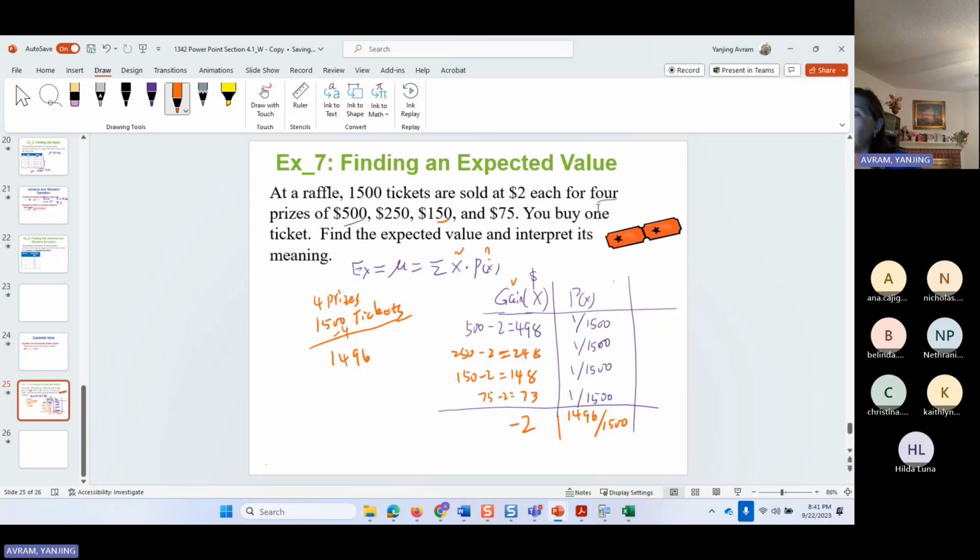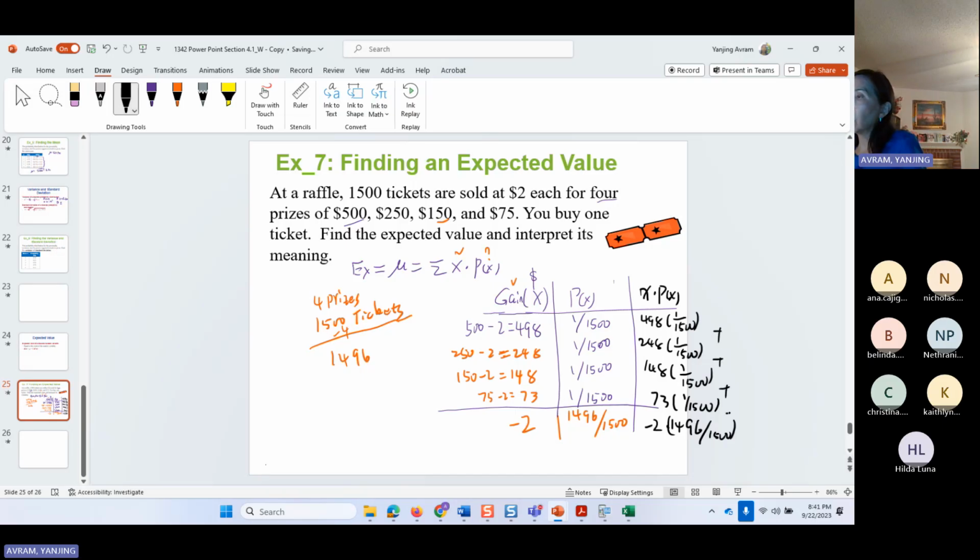So that is the application for the expected value. Now we have this whole thing, we're going to multiply and add them together. So this will be x times P of x. You have 498 times 1 out of the 1500, the same thing as this one, 248 times this one, and then 148 times 1 out of the 1500, and then 73 times 1 out of the 1500. This one will be negative 2 times 1496 over 1500. Now we're going to add all of this together.